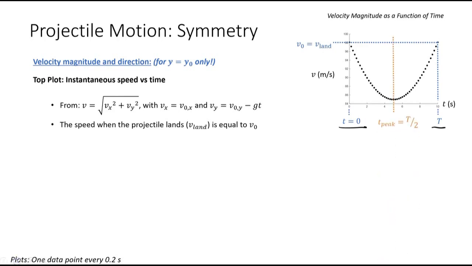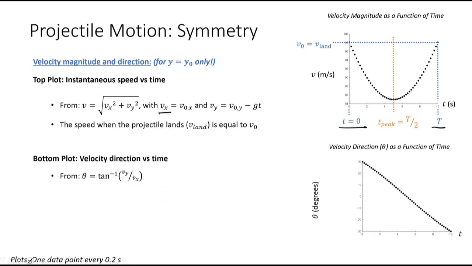Okay, then we also have one last thing to notice from this plot, which is that the minimum speed of our projectile occurs when the projectile is at its peak. And this makes sense because we know that at the peak, the y component of the speed has to be 0. And so then the overall speed of the projectile right at that moment in time is just going to be given by vx. So that makes sense.